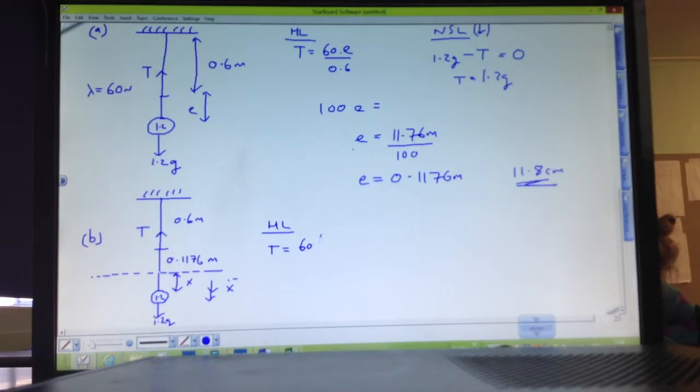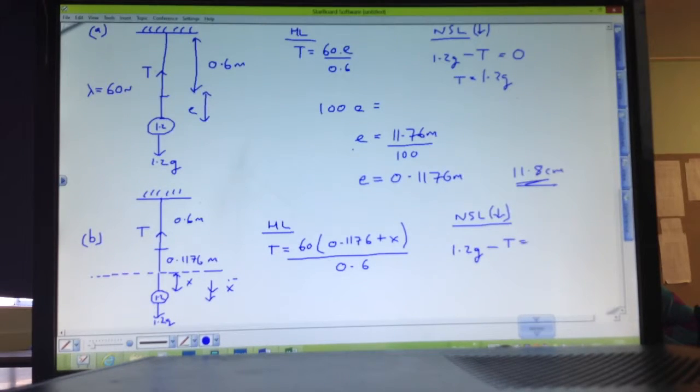lambda, which is 60, multiplied by the extension at that stage, which is 0.1176 plus the x, all divided by the natural length, which is 0.6. And then, obviously, as per usual, I'm going to do Newton's second law, and I'm going to say it's positive downwards. So I end up with the forces, which is 1.2 g minus my t, is equal to mass, which is 1.2 times acceleration x dot dot.